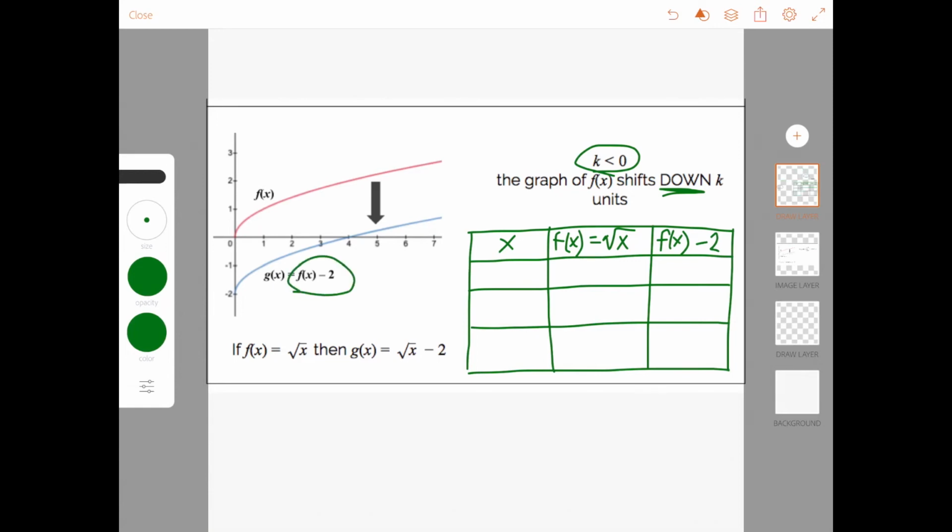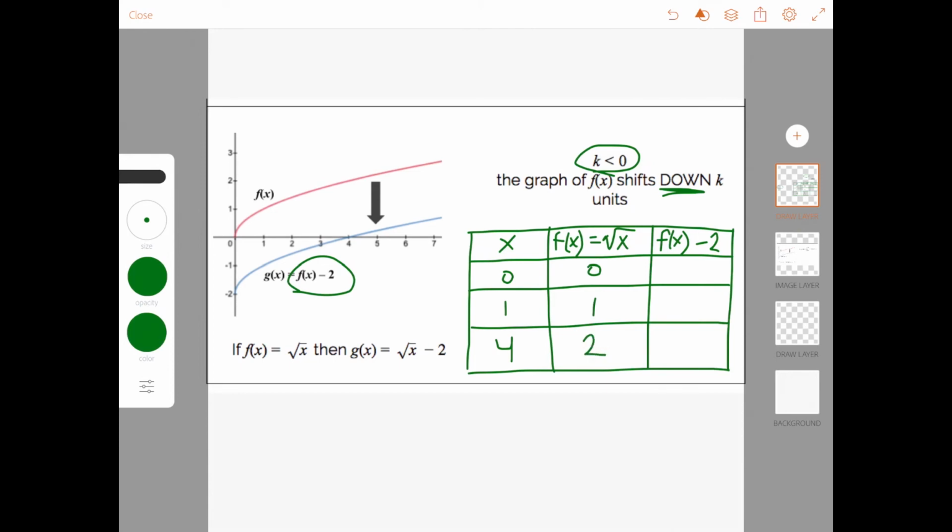Now we have to select some inputs to use. So since the graph we're talking about is the square root of x, we want to use some x inputs that we know the answer to. So for example, I know the square root of 0 is 0. And I know the square root of 1 is 1. And I also know the square root of 4. That's 2. So I can just go ahead and put those answers in the second column there.